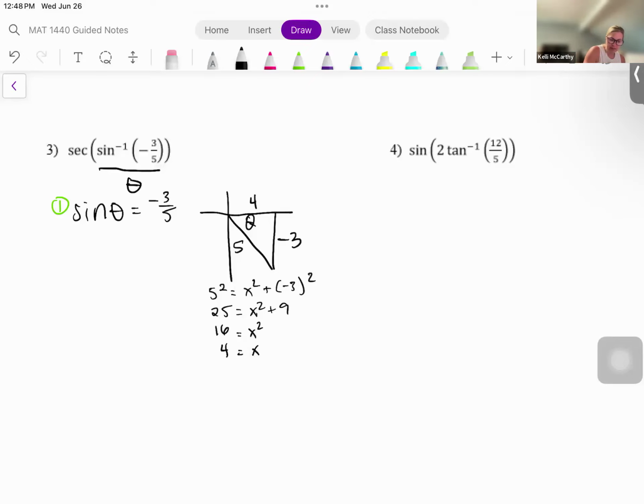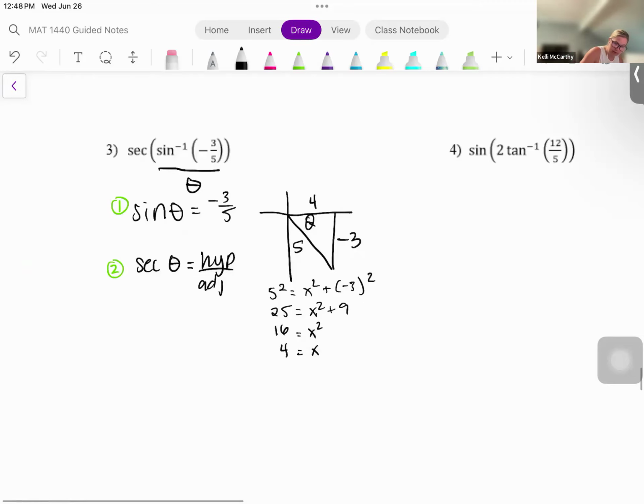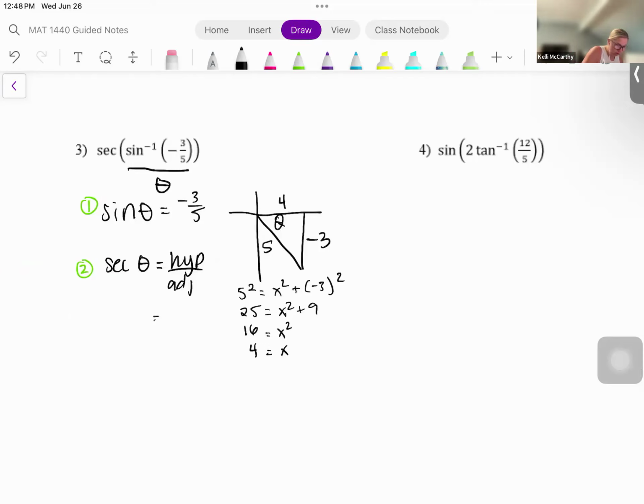So we've drawn our triangle to represent our angle theta. What we're really looking for in step 2 is secant of theta. Remember, we used sine inverse of negative 3/5 to represent theta, so we're really just trying to find secant of theta. And secant of theta is the reciprocal of cosine of theta, so it's going to be your hypotenuse over the adjacent side, which is equal to 5/4.